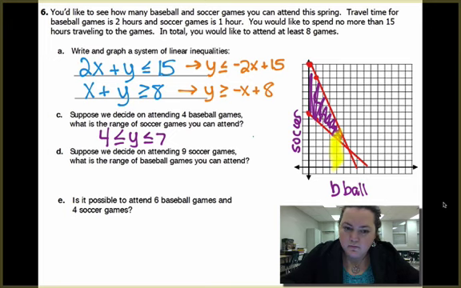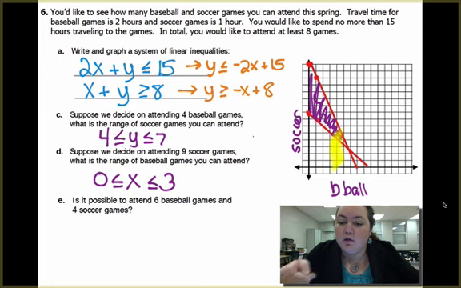Then the next one, it says, suppose we decide to attend 9 soccer games. What is the range for baseball games that you can attend? So you're going to go to 9 soccer games. And for baseball, it starts at 0 and goes over to 3 when your Y is 9. And then it says, is it possible to attend 6 baseball games and 4 soccer games? Well, if you go over to 6 for baseball and up to 4 for soccer, that dot actually falls outside of my shaded section, so no, it is not possible.